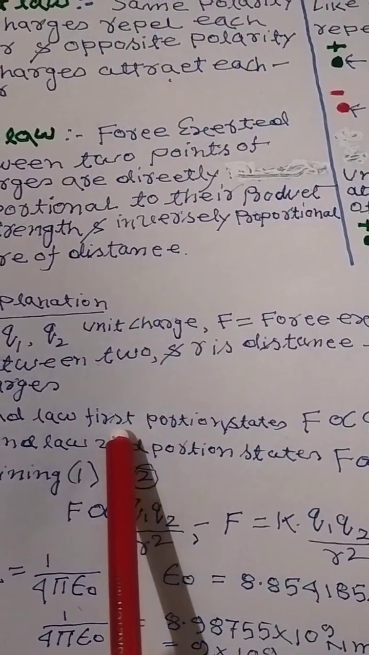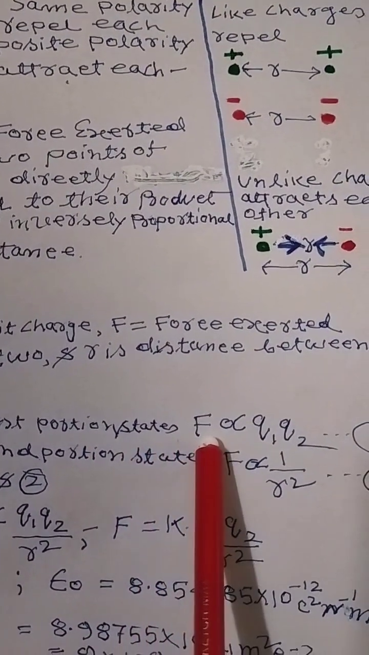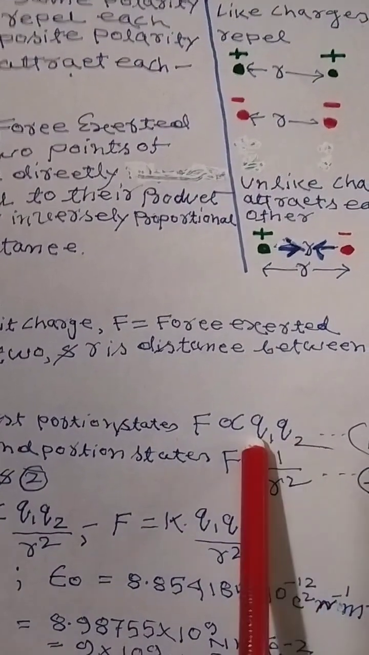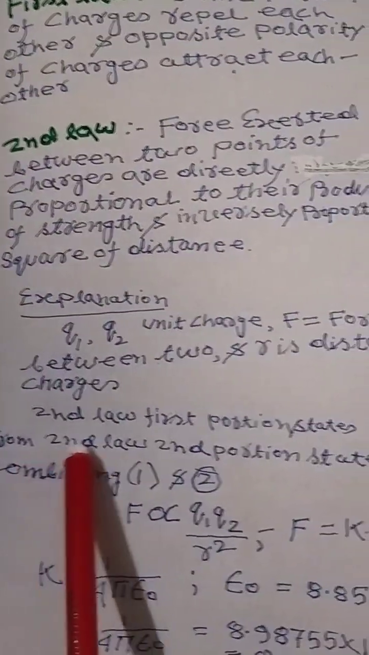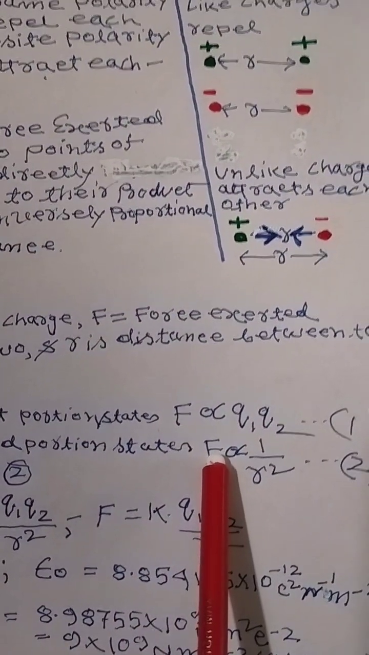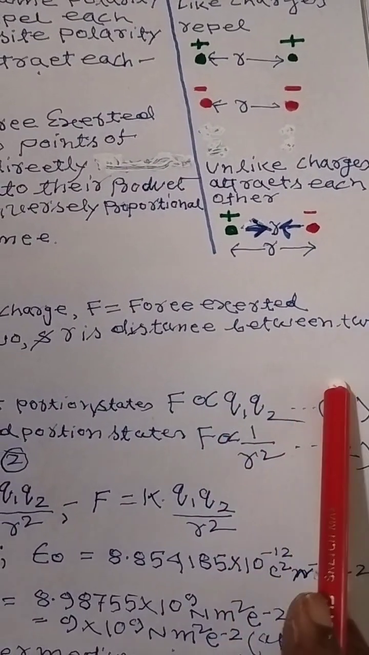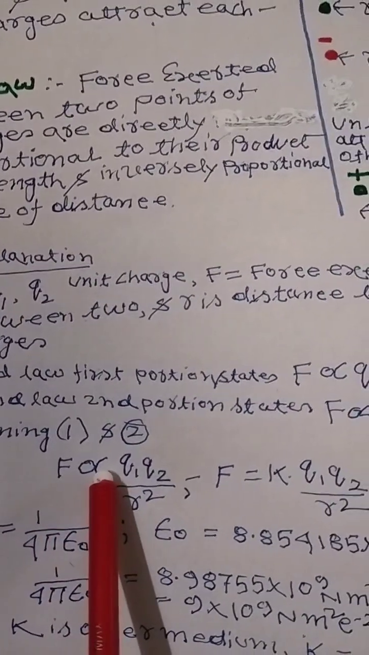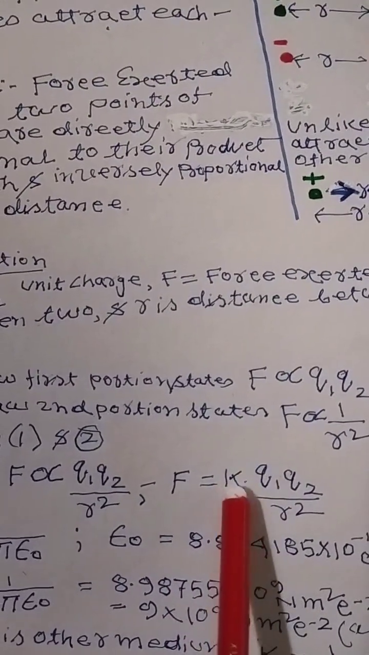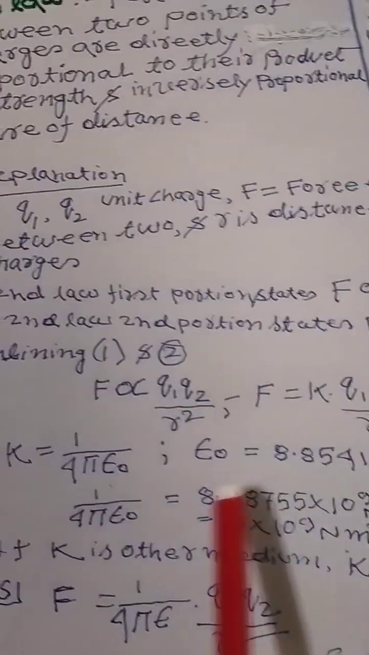Second law, first portion states that F is proportional to the product of the two charges Q1 and Q2. From the second portion, F is proportional to 1 by R square. Now combining 1 and 2, we get F proportional to Q1 Q2 by R square. Now if we put a constant, then F equals K into Q1 Q2 by R square.